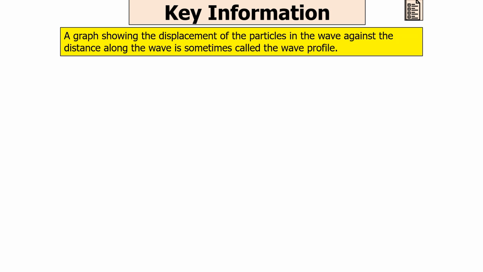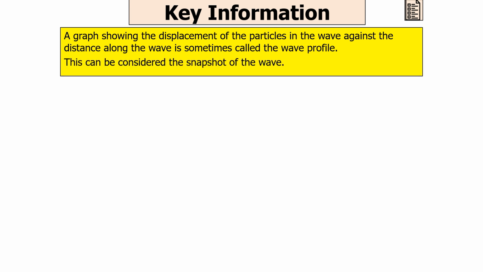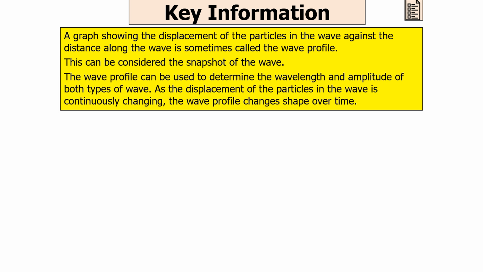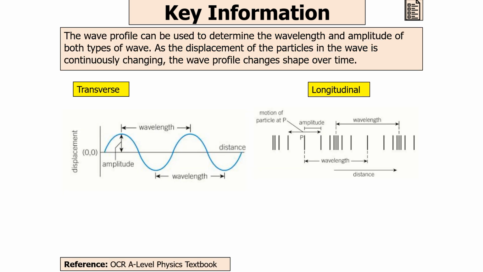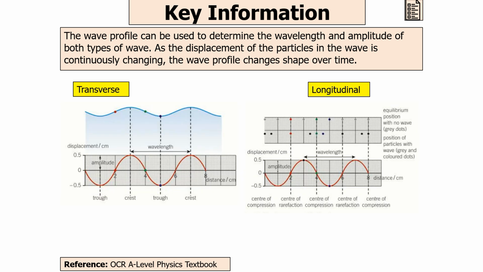Now, a graph showing the displacement of the particles in a wave against the distance along the wave is sometimes called the wave profile. This can be considered the snapshot of the wave. Now, the wave profile can be used to determine the wavelength and amplitude of both types of wave, as the displacement of the particles in the wave is continuously changing, so our wave profile changes shape over time. Here are images of the wave profile of transverse waves and longitudinal waves, which you can see here in a bit more detail on the following graphs.